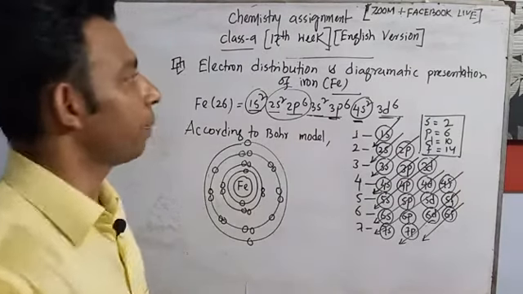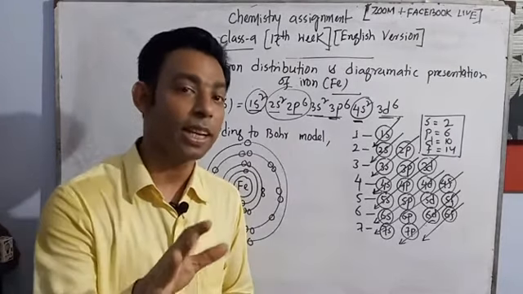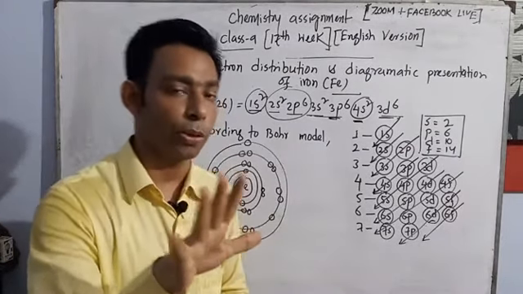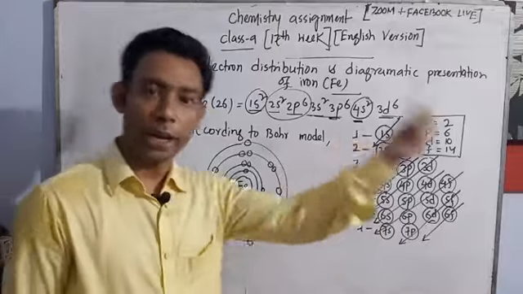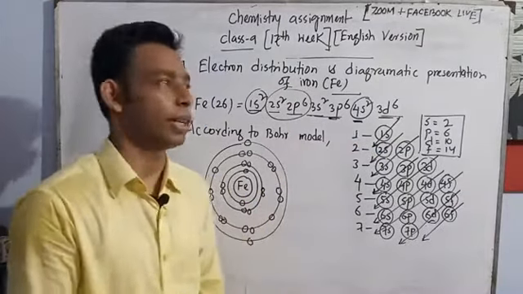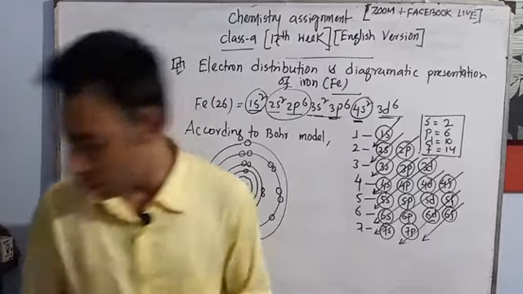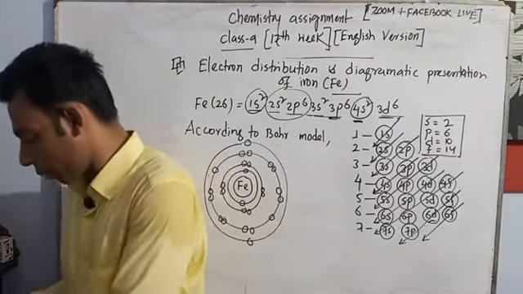So question number 2 is completed. The assignment clearly instructed five parts to complete. The first one was finding the elements in the window, and the second one, electron distribution and diagrammatic presentation according to the Bohr model, is completed. Now let's go to the third point. So what is the third point asking in the question?